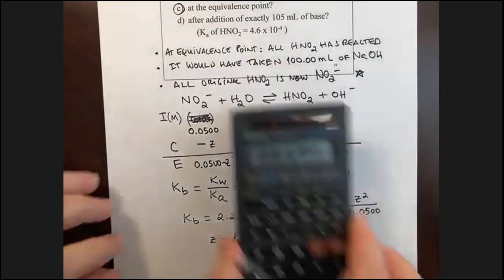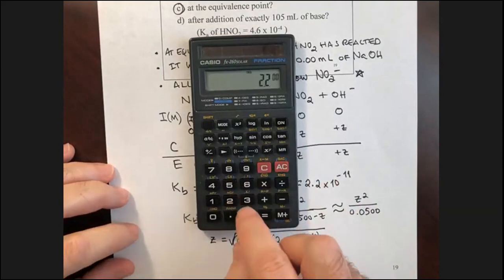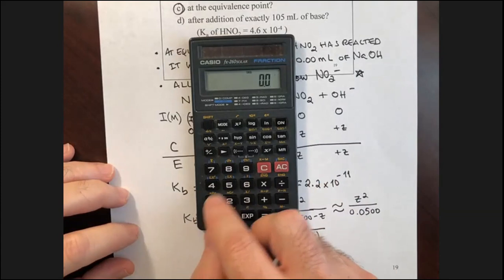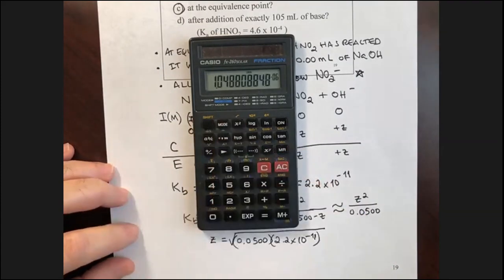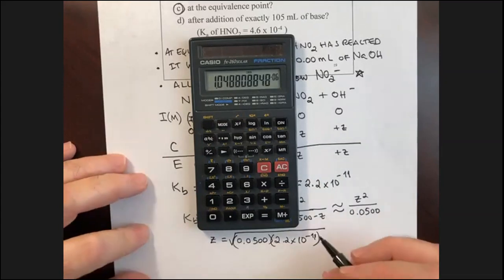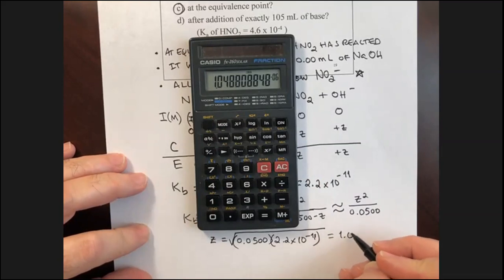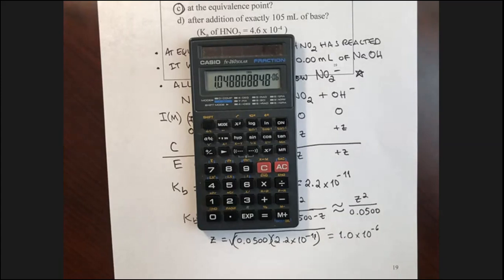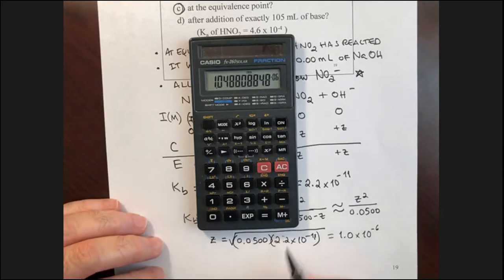I mean, we can do the calculation if you guys want. 2.2 times 10 to the minus 11 times 0.050 equals that. The square root is 1.04 times 10 to the negative 6. All right. Is that right? So yeah, let's say then this is about 1.0 times 10 to the minus 6. Actually, yeah, let's call it that way.